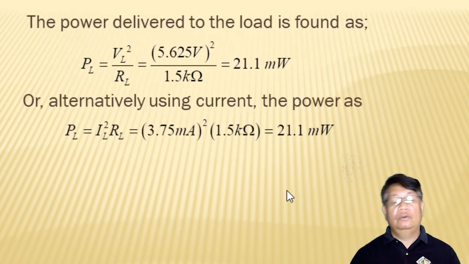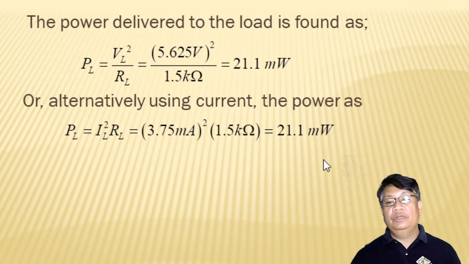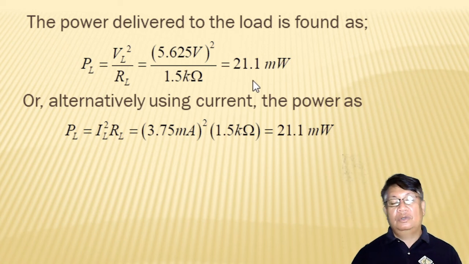So we have to determine the power delivered to the load. Now try to check. Power delivered to the load is equal to V squared over R sub L. That is the modified formula of our power. So V sub L is now 5.625 divided by 1.5 kilo ohms, quantity squared, then divided by the resistance R sub L of 1.5 kilo ohms. More or less, the maximum load power is 21.1 milliwatts.